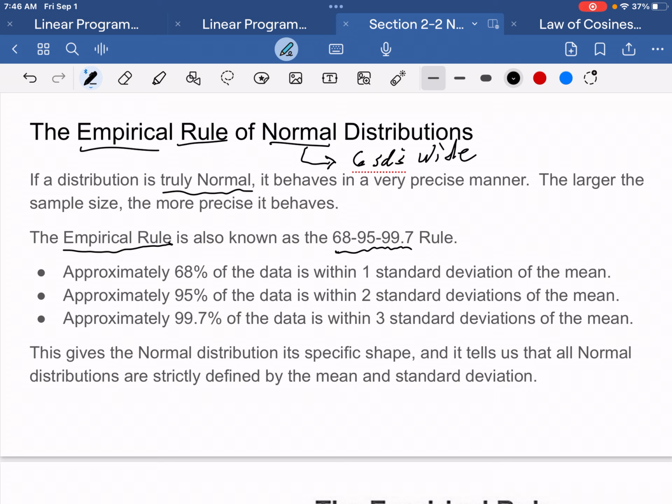Now, notice that 99.7% kind of leaves a 0.3% out of the conversation. Well, that's just to say that we would know in most life situations there are bound to be some outliers. About 0.3% of a population tends to be really, really strange high or low values. So, this is what gives any normal distribution its specific shape.